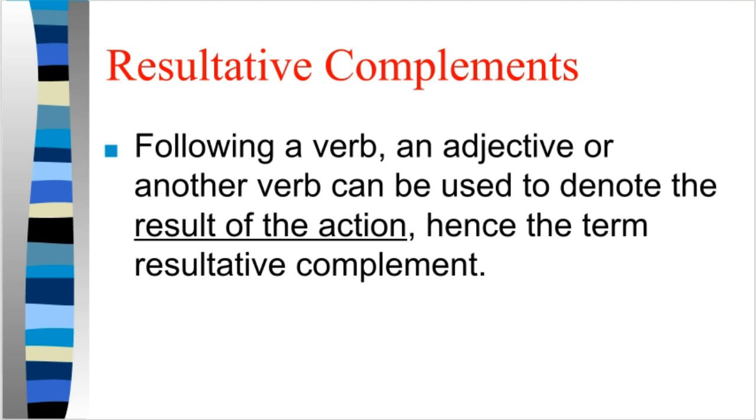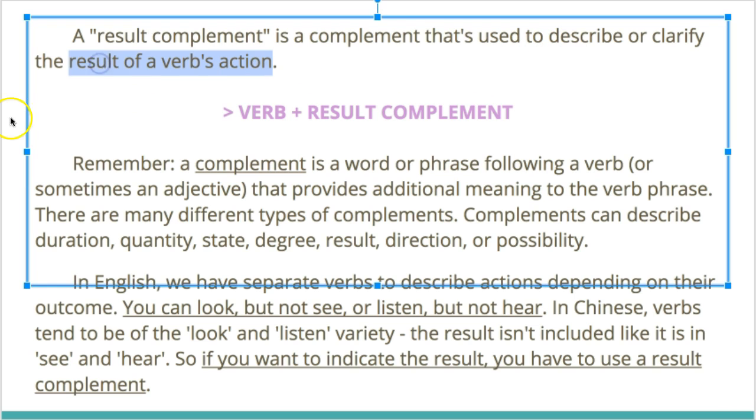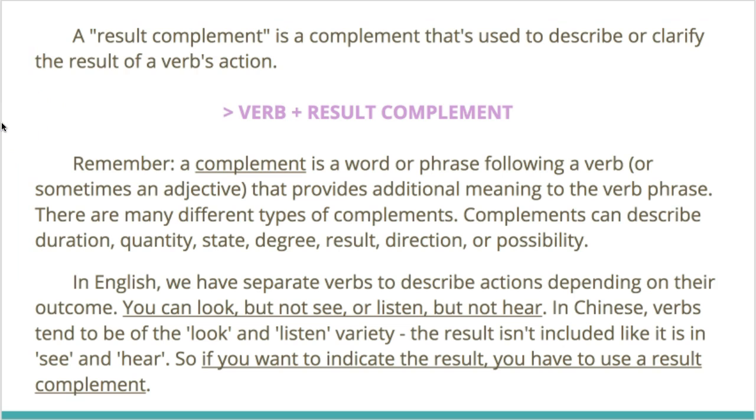So a result complement is a complement that's used to describe the result of a verb's action. So remember that a complement is a word or phrase following a verb or sometimes an adjective that provides additional meaning to that verb phrase. In level 11, we talked about direction complements like 出来、回来、出去、回去。A result complement doesn't describe the direction of an action; it describes the result of an action.